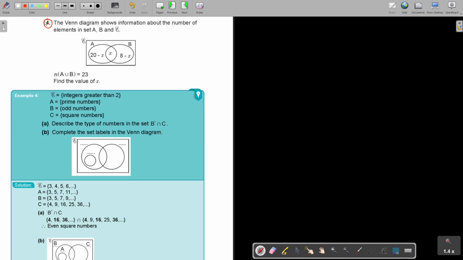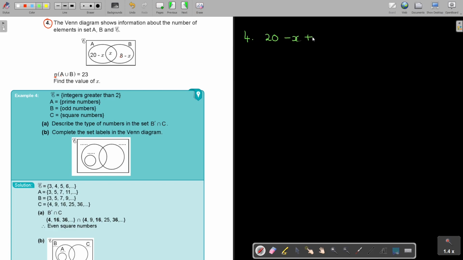Okay. Now the nice thing about this one is they already put it in terms of algebra. And then they just give you information. So they say the Venn diagram shows information about the number of elements in set A and B and the universal set. And then they say the amount of A union B, so this too, will be 23. So it's actually very nice. It's the previous one, if you did that. So it's basically almost like number 3.